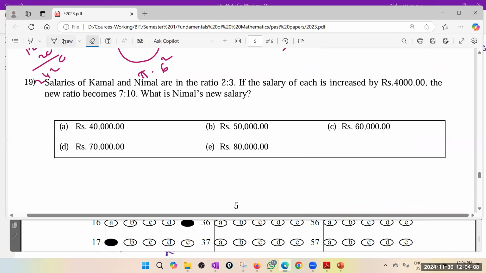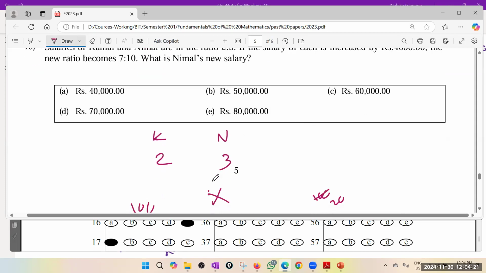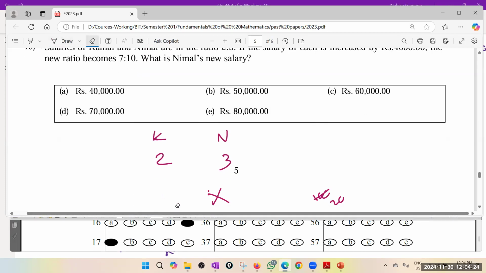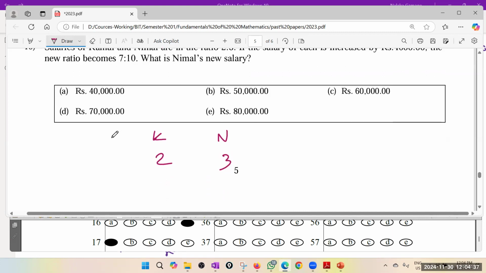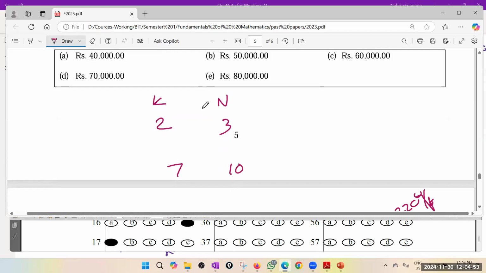The salaries of Kamal and Nimal are in the ratio 2 to 3. If the salary of each is increased by 4,000, the new ratio is 7 to 10. Let's assume the earlier salary was X. What is Nimal's new salary? How do you do this?